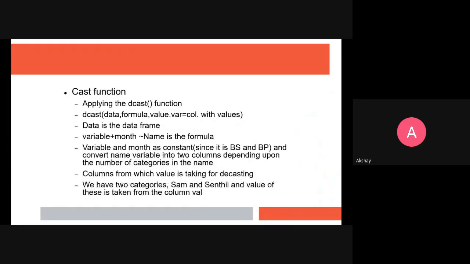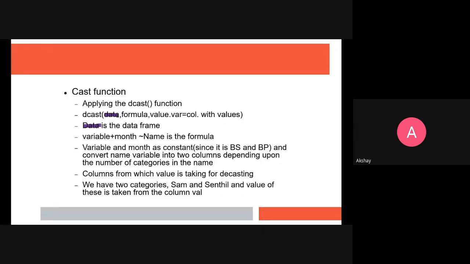Okay, next is the cast function. Cast function is applied using the dcast function. And the syntax of the dcast function is like this. dcast(data, formula, value.var = column with values). So what are the arguments here? So first one is data. Data means it is the data frame. Then what is the variable here?